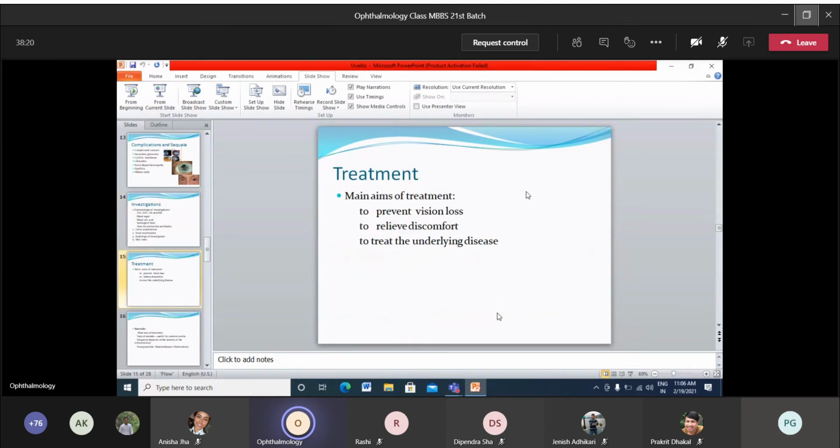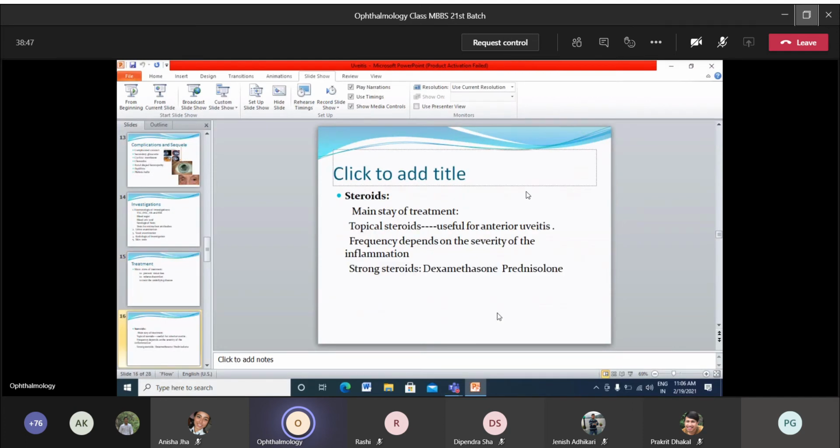The main aim of treatment is to prevent vision loss. First and foremost, we are always concerned about the vision. Hence the main aim of treatment should be to prevent vision loss, to relieve discomfort, and to treat the underlying disease. So find out the cause and treat the underlying disease, prevent visual loss, and relieve discomfort, especially as the patient will be in pain.